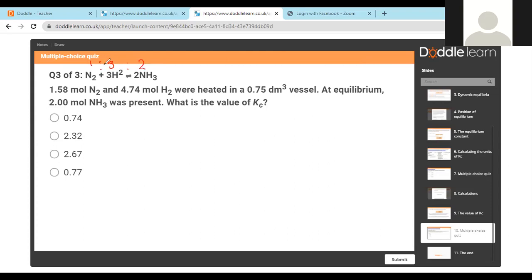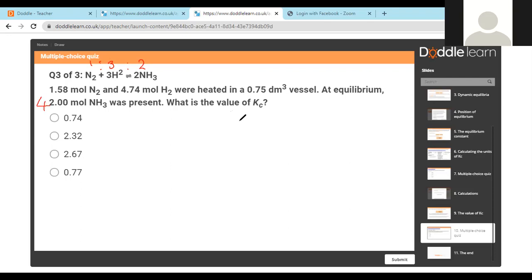So we've got 1.58 moles of N2, times that by 3. That means we have 4.74 moles. We can work out our concentrations of that. So we can do 1.58 divided by 0.75, and that equals 2.106. But this is how much is present. NH3 was present at equilibrium, so there will be 4 moles of that present at equilibrium.